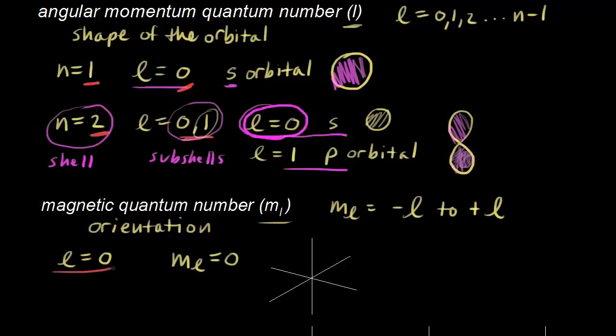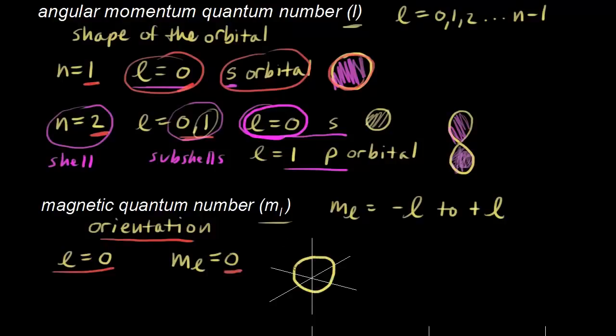So if L is equal to 0, we know we're talking about an s orbital, which is shaped like a sphere. And if you think about that, we have only one allowed value for the magnetic quantum number. That tells us the orientation. So there's only one orientation for that orbital around the nucleus. And that makes sense because a sphere has only one possible orientation. If you think about this as an XYZ axis, and this is a sphere, there's only one way to orient that sphere in space. And so that's the idea of the magnetic quantum number.